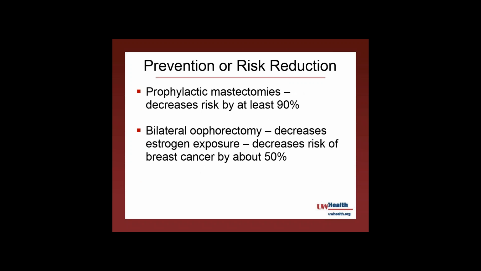Now we're going to get to risk reduction, which has been widely studied in breast cancer. There's some good information, but there's a lot of conflicting information. So we know that prophylactic mastectomies decrease the risk of developing invasive breast cancer by at least 90% for women at high risk. Bilateral oophorectomy decreases estrogen exposure and decreases your risk by at least 50%.